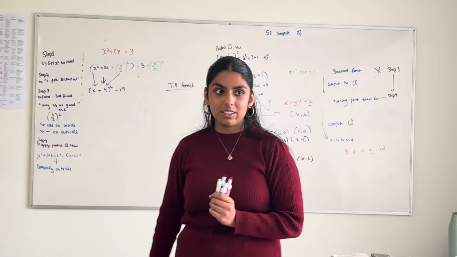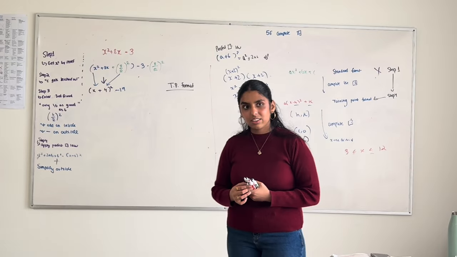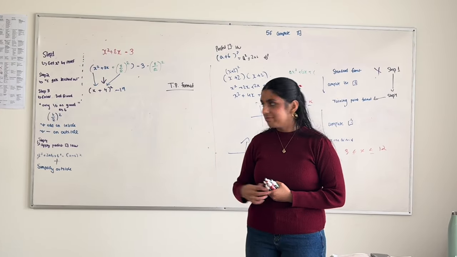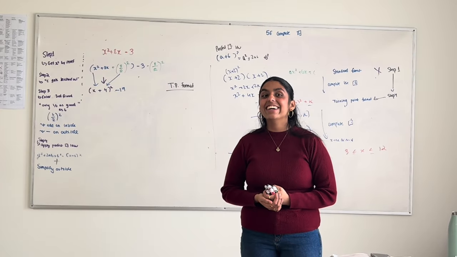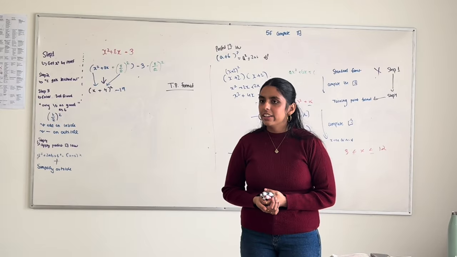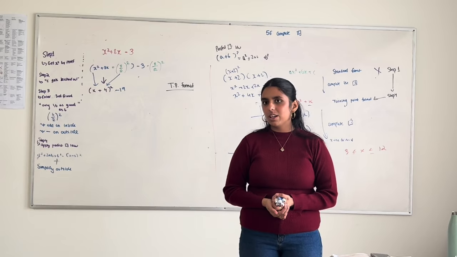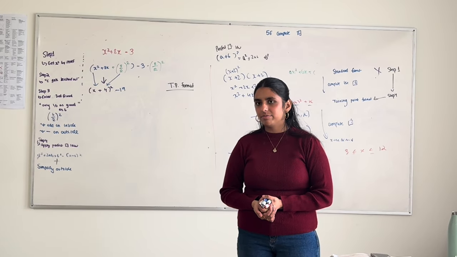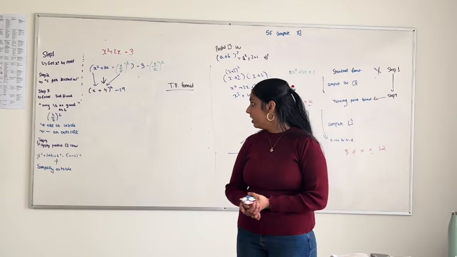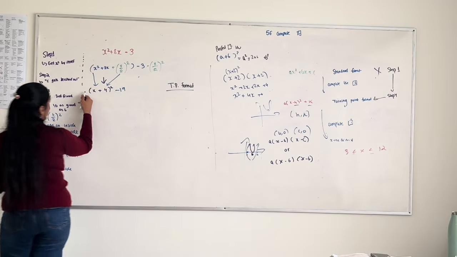So Harnoor, what is the turning point? Negative 4 and 19. Negative 4 and? Negative 19. Very good. Negative 4 and negative 19. And can you show me what the graph looks like with your hands? Smiley face or sad face? Sad face. Do you see any negative over here?